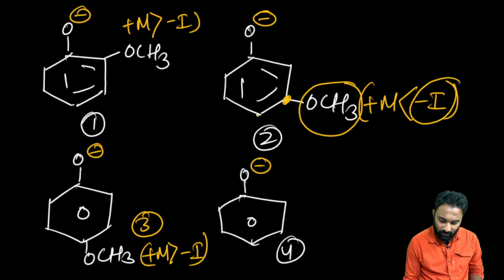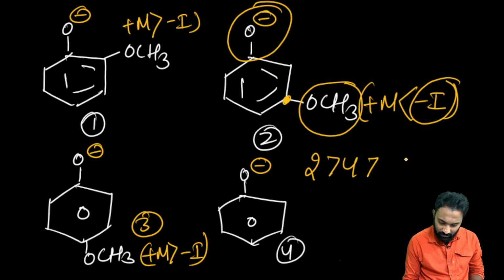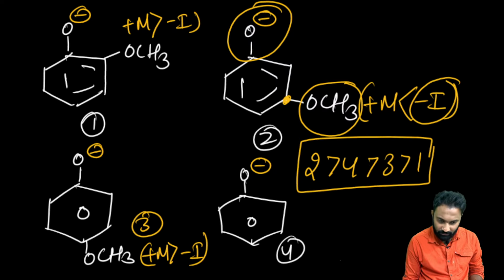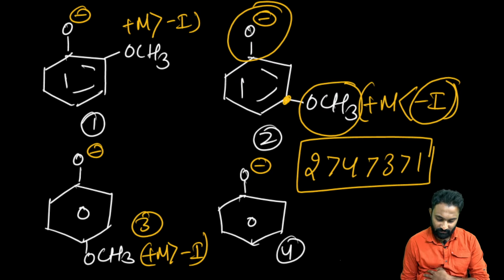Then 2 will stabilize this conjugate base very fast, right? So 2 is more acidic. Then 4, then 3, then 1. This will be the order. Clear?